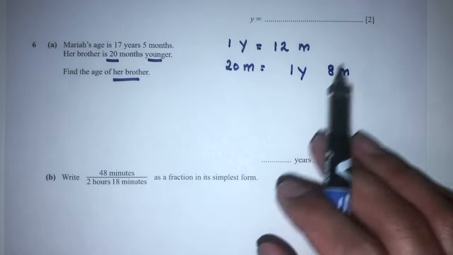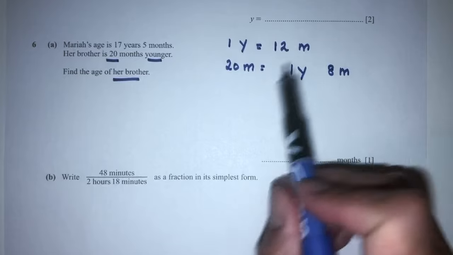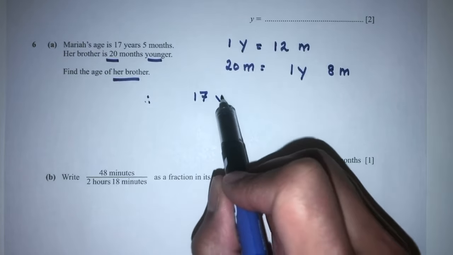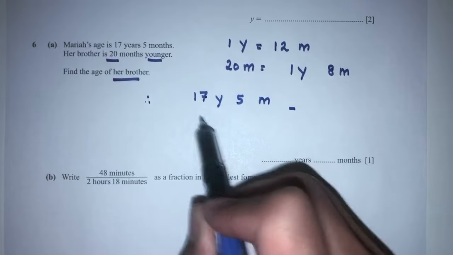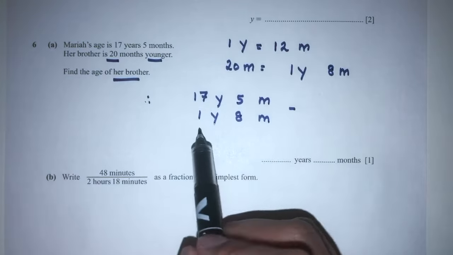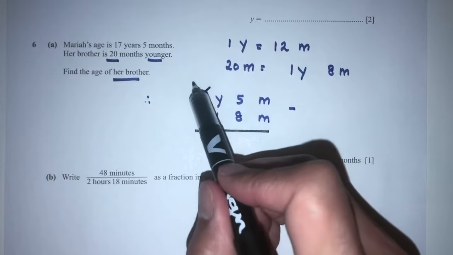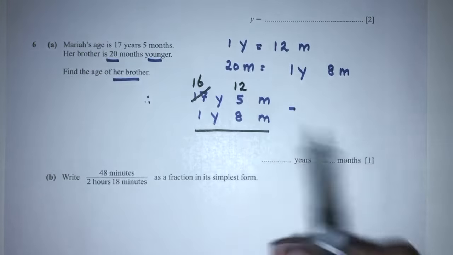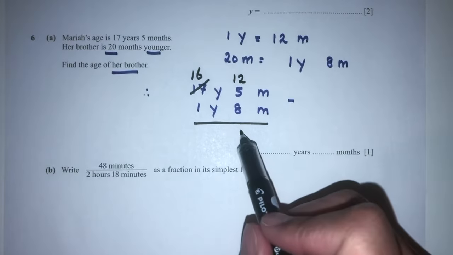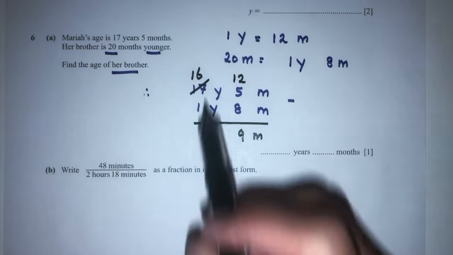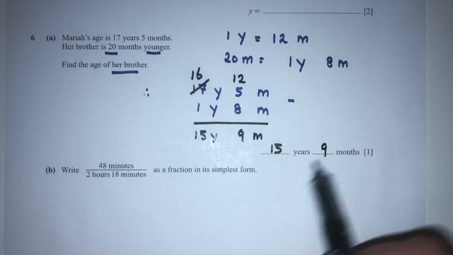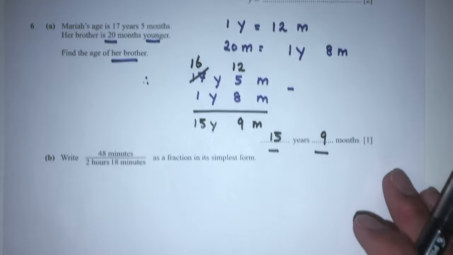Sorry, not that, it is younger by this amount of time. So the age is actually 17 years, 5 months, minus that 1 year and 8 month difference. That will become 16, that will be 12. So 12 minus 8 is 4. 4 plus 5 is 9. 16 minus 1 is 15. So her brother is 15 years and 9 months. That is 6 part A.